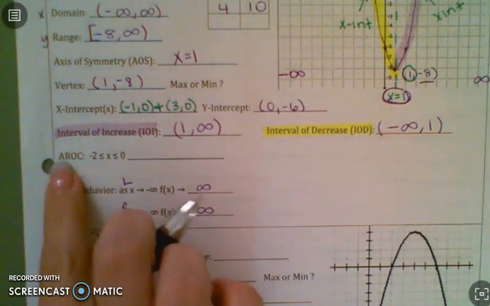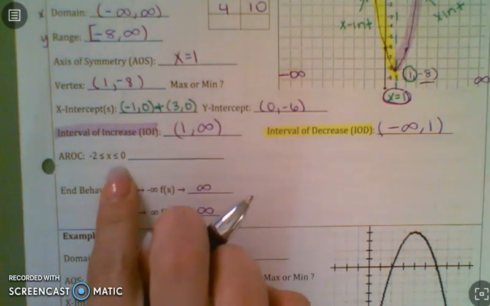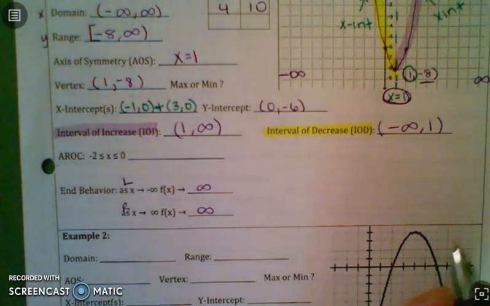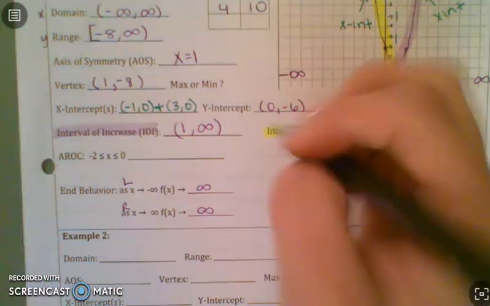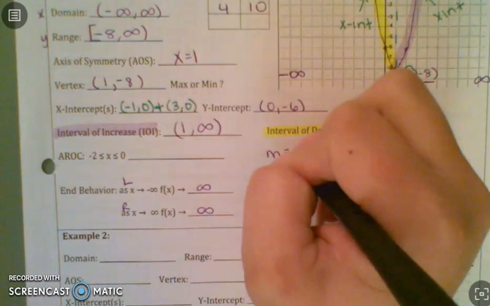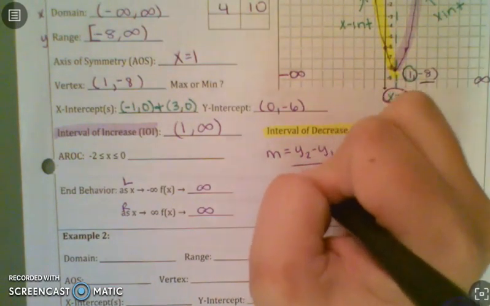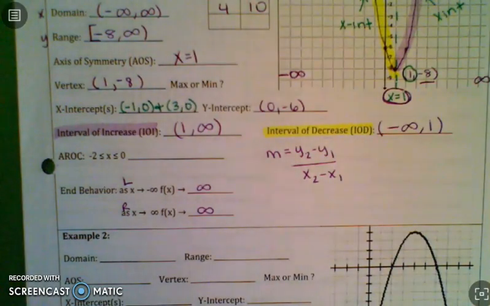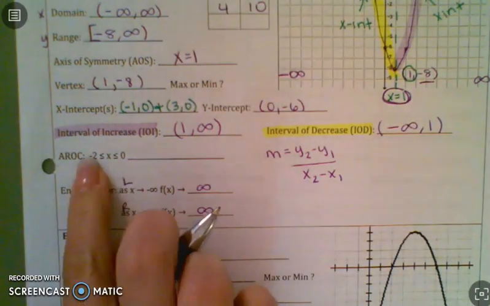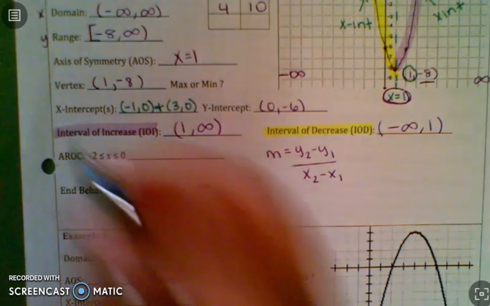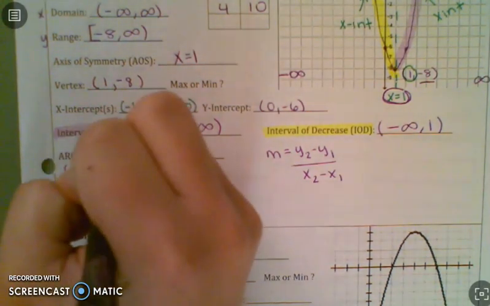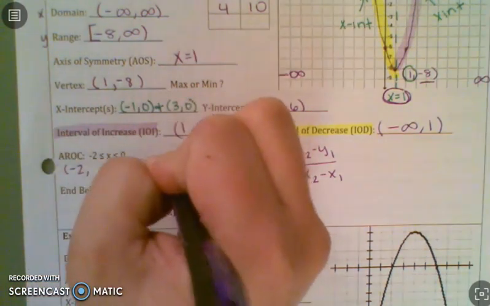The last thing is average rate of change, AROC, and that's where you're going to use the slope formula, which I know we haven't used in a while. So that's m equals y2 minus y1 over x2 minus x1. And right here they give you x values. So -2 something and 0 something.